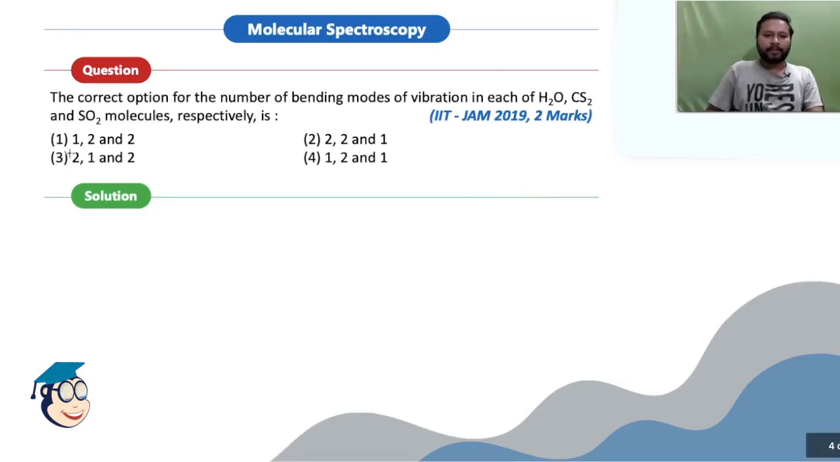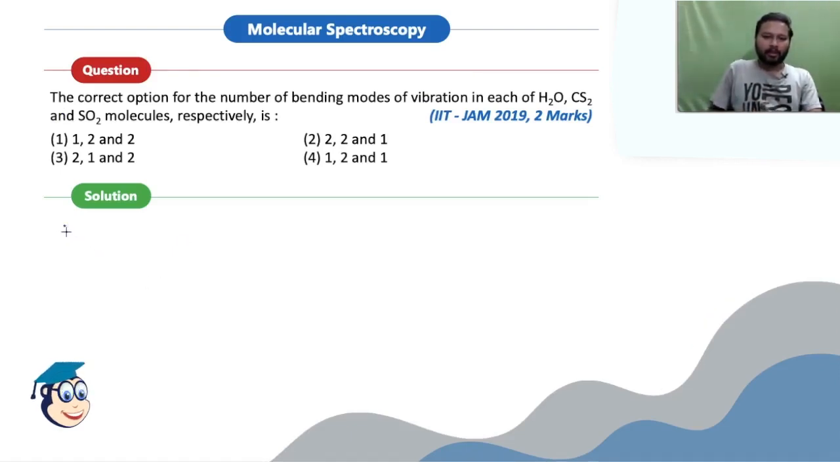Okay, so this was asked for 2 marks. It says: correct option for the number of bending modes of vibration in each, H2O, CS2, and SO2 molecule respectively. So you have to tell the number of bending modes in them. To answer this question, first of all, you need to know a very basic formula. The same we have used in the previous question, but I'll take it again.